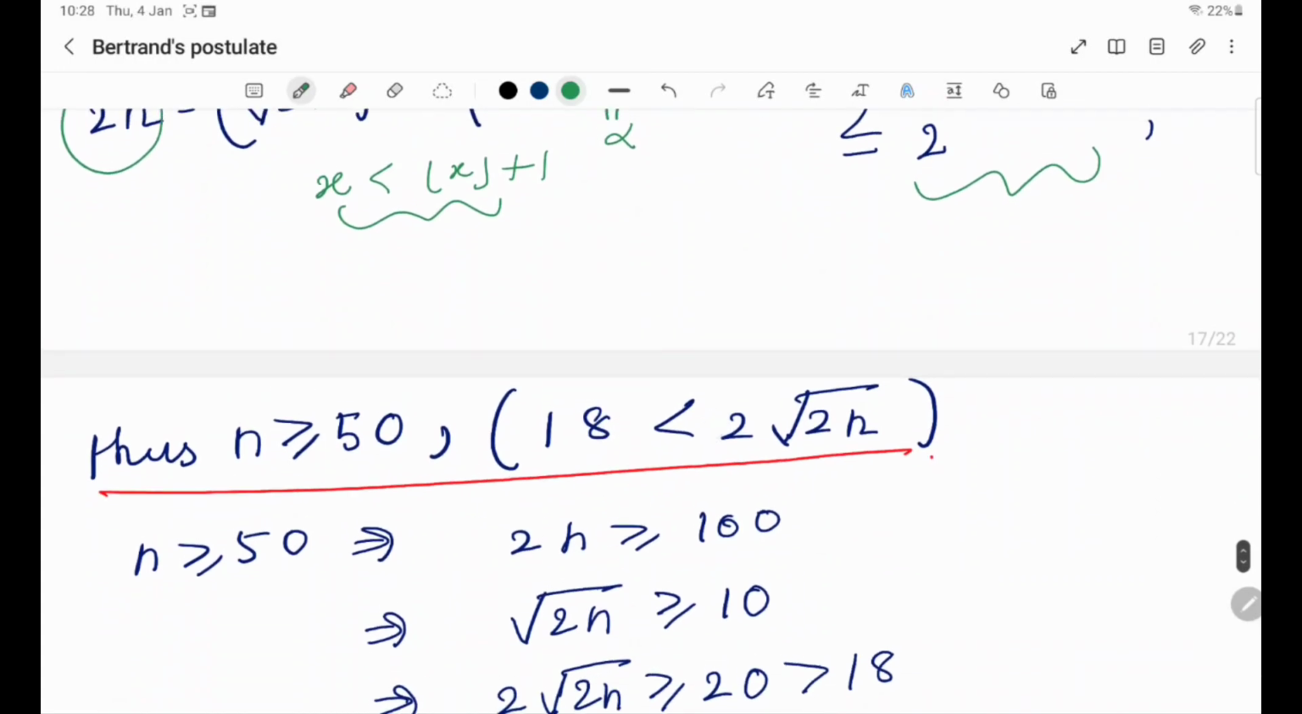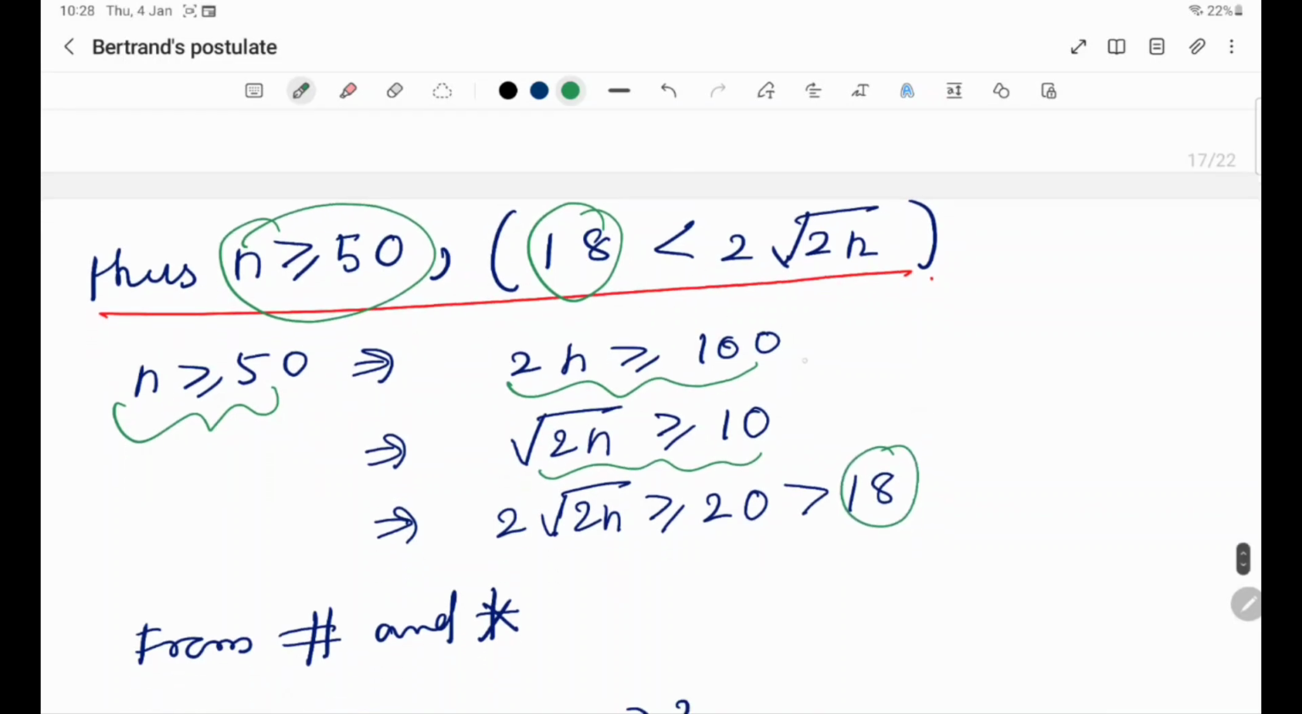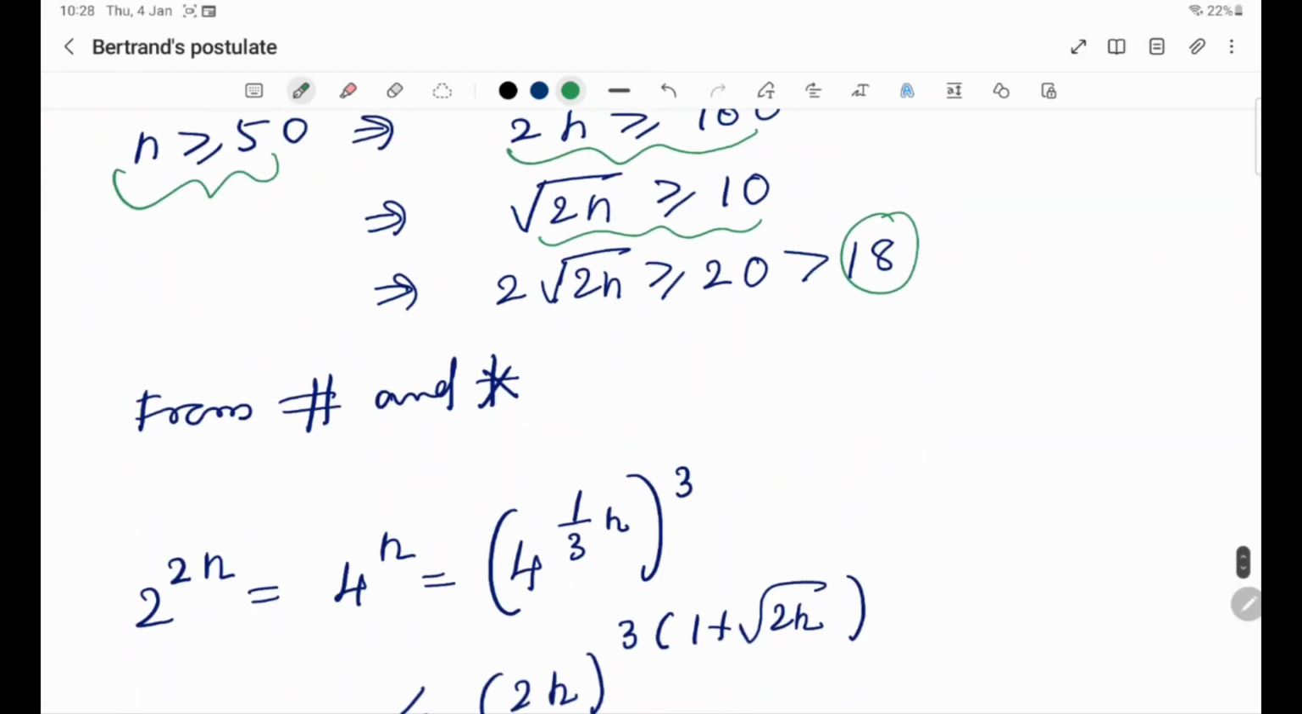Now observe one more fact. If n is greater than or equal to 50, then we prove that 18 is less than 2 times root 2n. That's not very difficult. Suppose n is greater than or equal to 50, then 2n is greater than or equal to 100, then root 2n is greater than or equal to 10, right? Take square roots of both sides, then multiply both sides by 2, then 2 times the square root of 2n is greater than or equal to 20, which is of course greater than 18. So this inequality is true: 18 is less than 2 times root 2n.